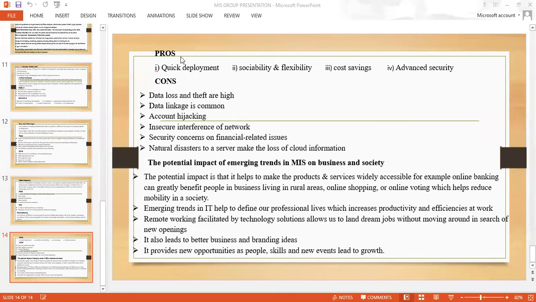Impact of those trends on business and society. It makes products and services accessible. Remote working is easy for people to work in remote areas. It leads to better business branding and services. The opportunity for people in skills. I request to submit. Thank you.